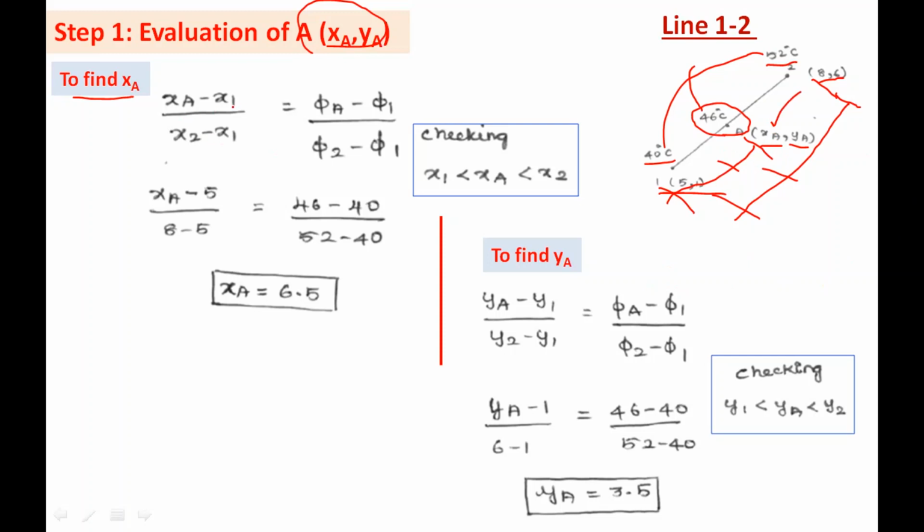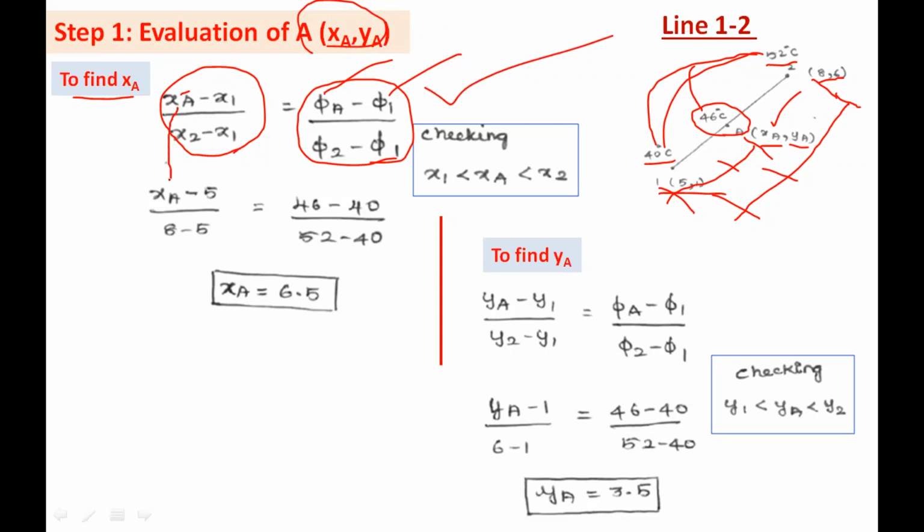Now xa minus x1 divided by x2 minus x1, this is the ratio we are writing on the left hand side. We are assuming that the nodal parameter also will maintain the same ratio because it is a linear element. We write pi a minus pi 1 in the numerator, and in the denominator we have pi 2 minus pi 1. How are we writing this? We are assuming that the field variable varies linearly along the line 1 2. That is why we get this linear relationship.